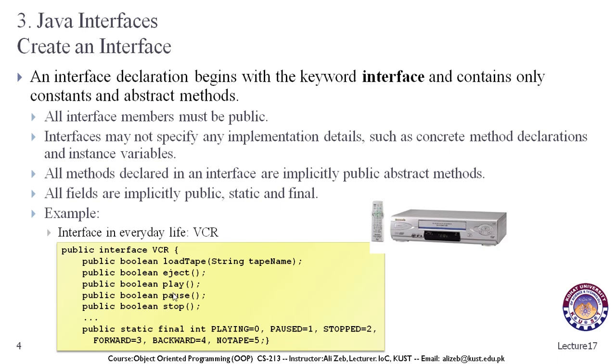So public boolean loadTab, this is the name of the button. When we press the loadTab button, some functionality will be performed. Now we do not need to implement that functionality over here in the interface. Similarly, an eject button is declared without any implementation. Now we can see that we do not include the abstract keyword with the methods. The reason for that is these methods are by default abstract.